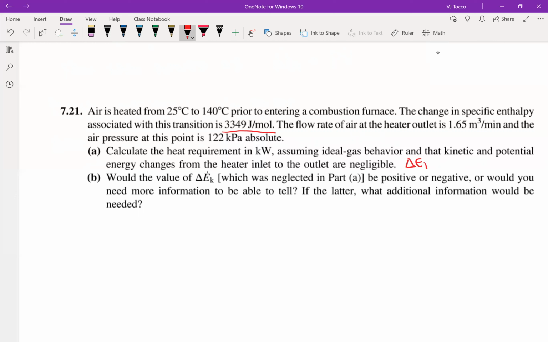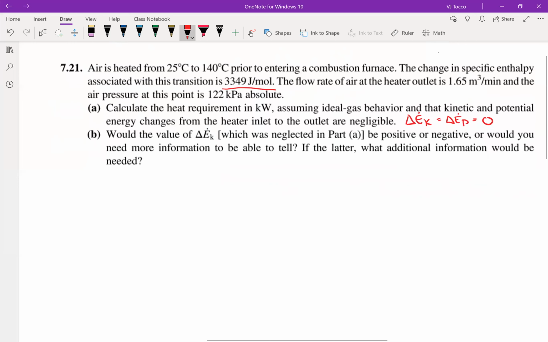So once again, we'll not always see this, but we will commonly see this, that we will assume that kinetic and potential energy changes are zero. We won't always assume this. Sometimes we'll have to calculate it, but this can greatly simplify the calculation.